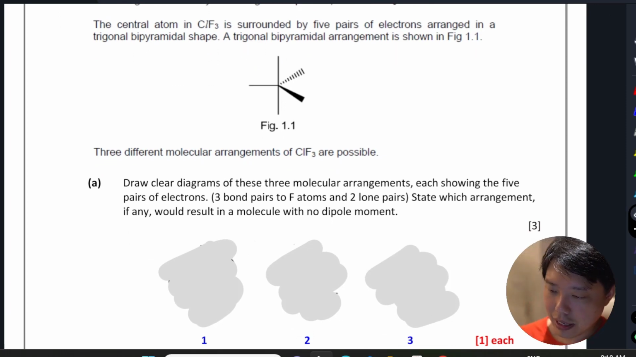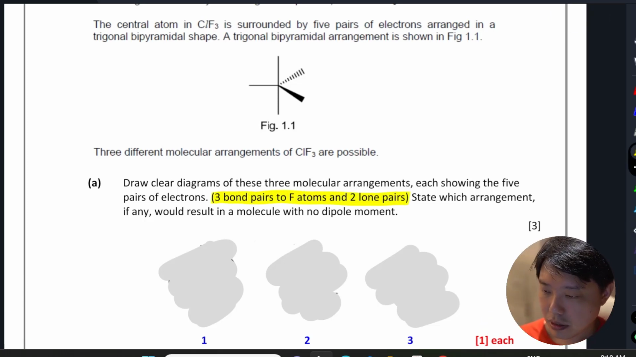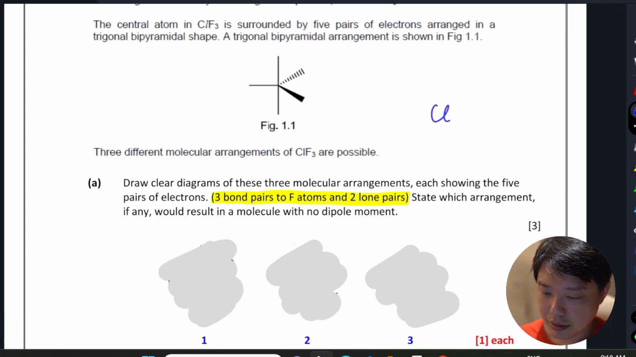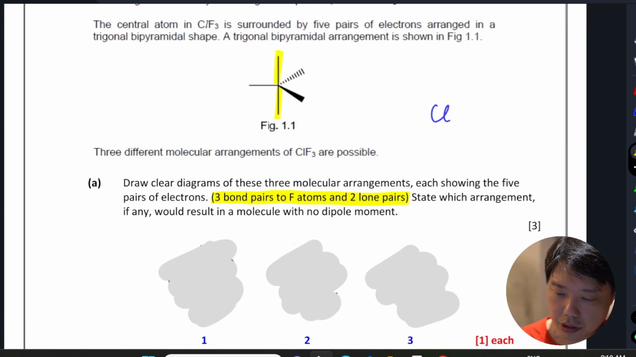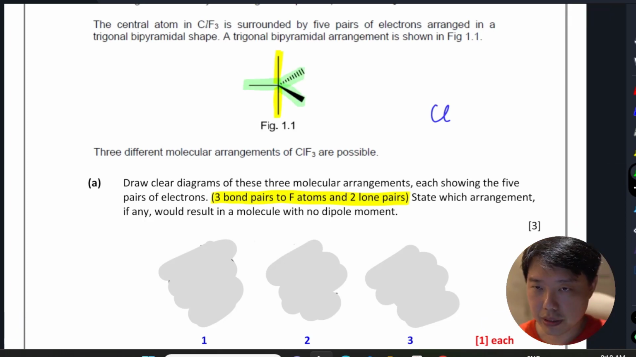Okay, so basically I have given you a hint in the question already. The original question I don't think has this. So you must know that chlorine is your central atom, and then it forms 3 bond pairs and 2 lone pairs. So you have to rearrange yourself. Firstly, you have to know that there are 2 axial positions and there are 3 planar positions. So the axial positions, you can let both be lone pairs.